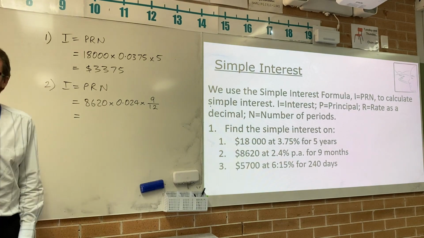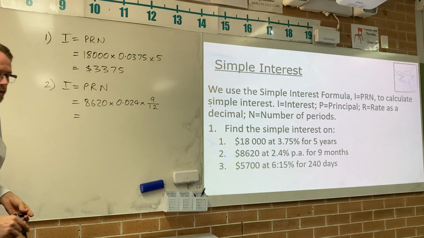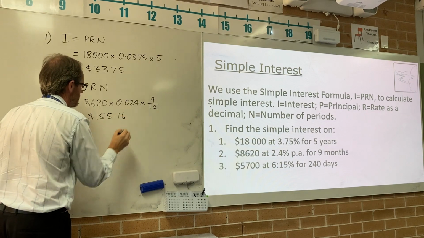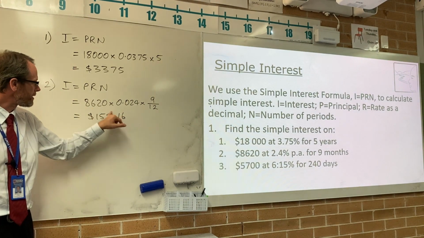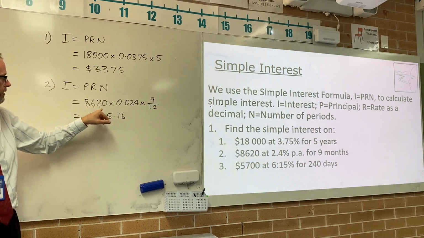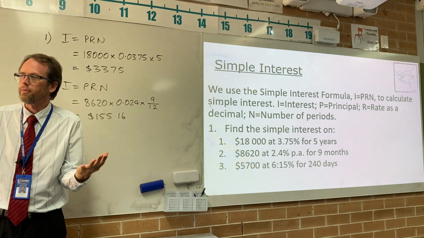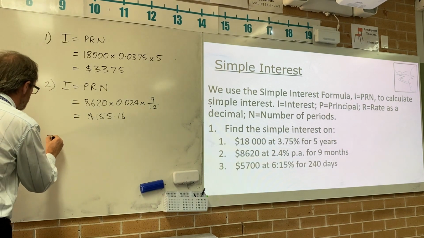All right, again, let's try. What's that in the calculator? 155.16. Okay, my rough estimate is 2%, well 1% would be about 86, 2%'s double that. That seems about right. Okay. Good. Let's have a go at question 3 here.